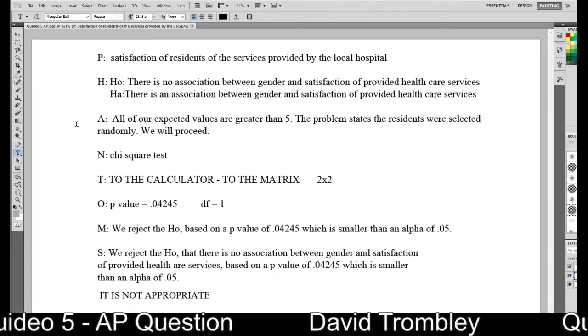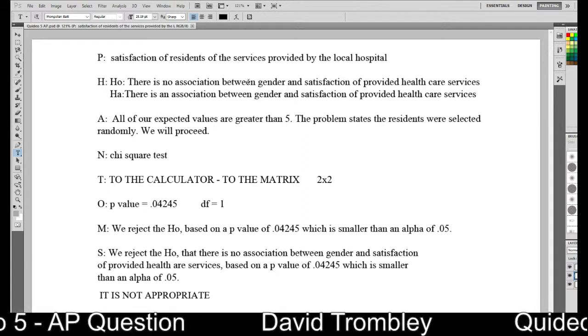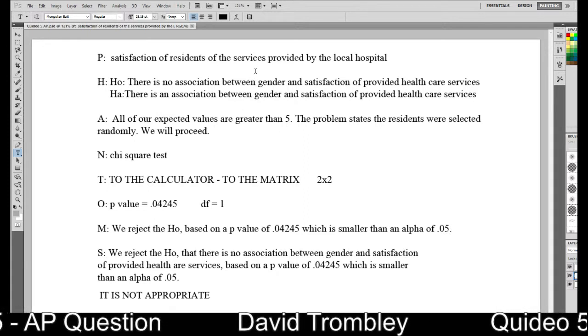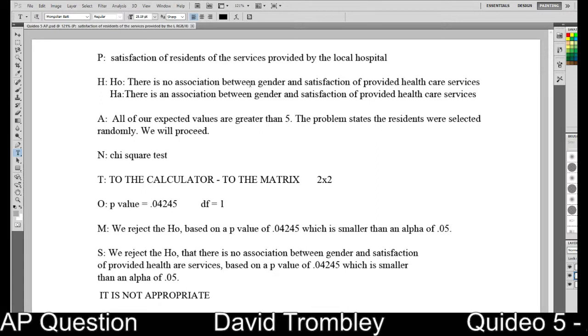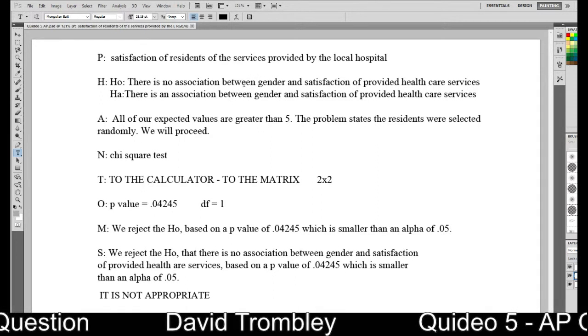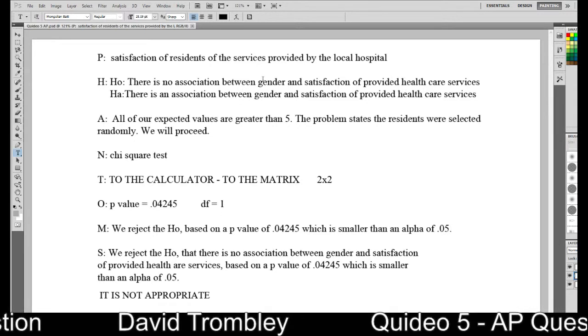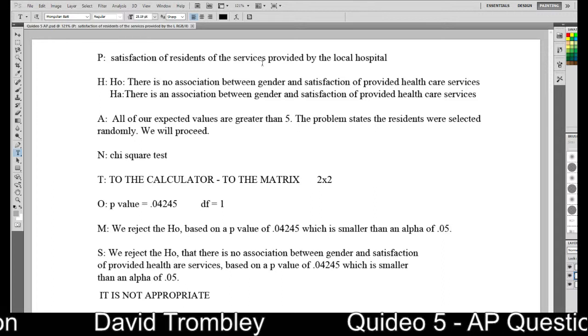So moving on to our assumptions, all of our expected values are greater than 5, and the problem states the residents were selected randomly, so we will proceed. Our test is a chi-square test, and then to actually do the test, we need to go to the calculator and to the matrix specifically.